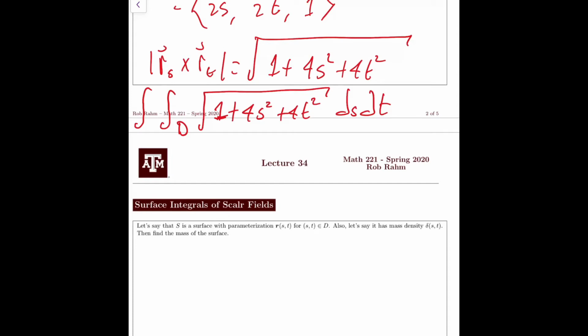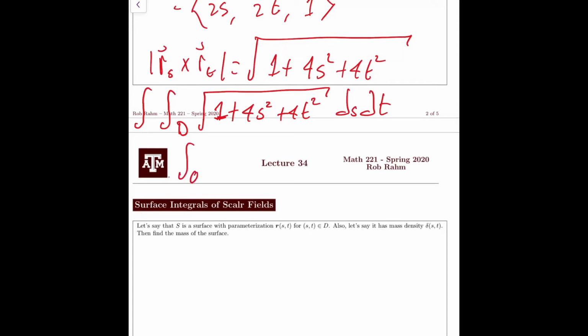Okay, now pretend that this integral came up to you. Like I just said, do this integral. Completely forget about where this came from. If I just said do this integral, how would you do it? Well, you're integrating the square root of 1 plus 4s squared plus 4t squared over a circle. So you should probably think, let me do polar coordinates.